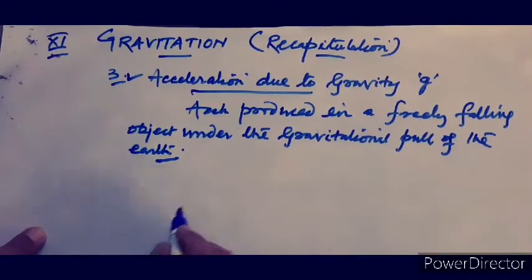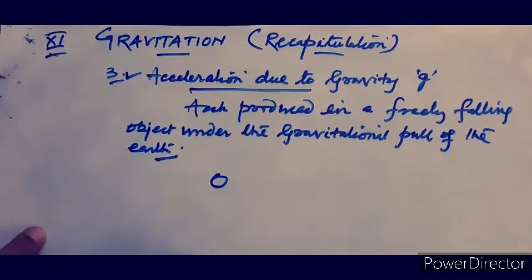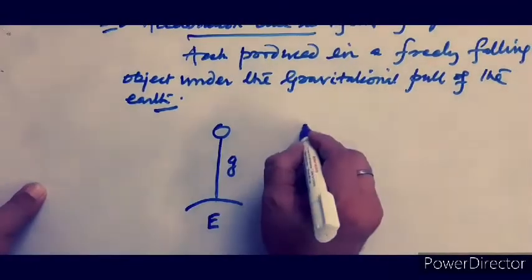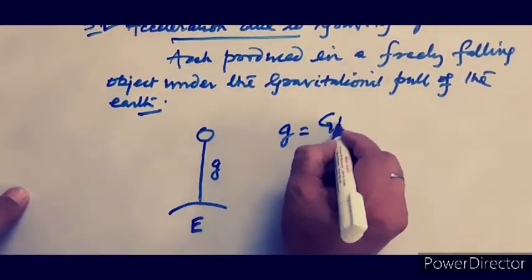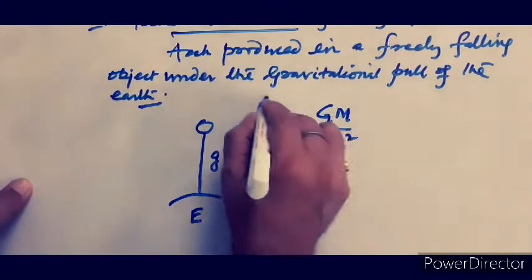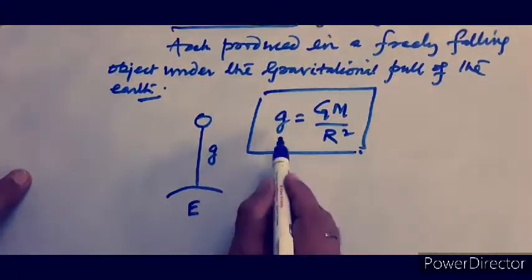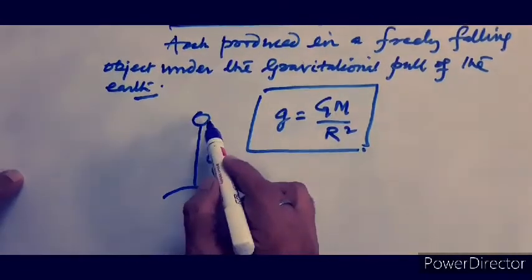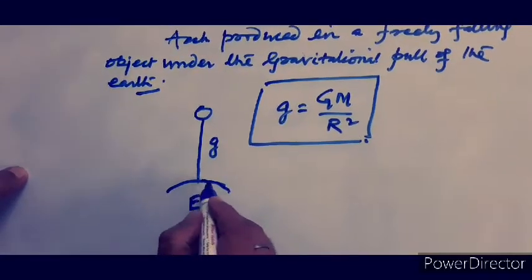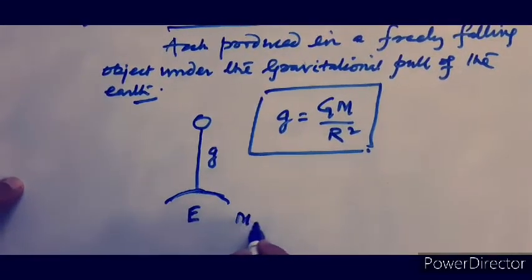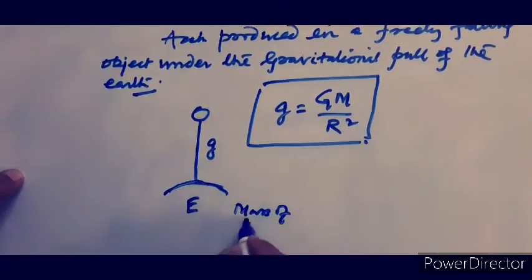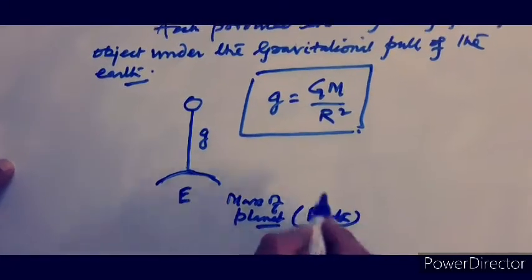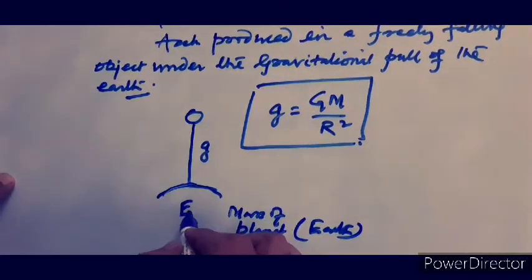Meaning, we can say the acceleration with which an object is falling towards the Earth is what we call it. And that small g is, we know, capital G M by R square. A very important relation. Small g is the acceleration due to gravity, capital G is the universal gravitation constant. M is not the mass of the falling object but rather the mass of the bigger body, the planet. M is the mass of the planet which we are talking about here. Which planet are we talking about? Earth. And R is the radius of the Earth.